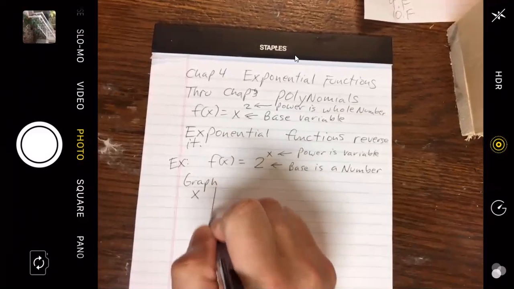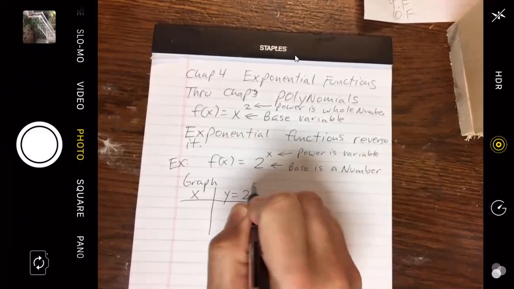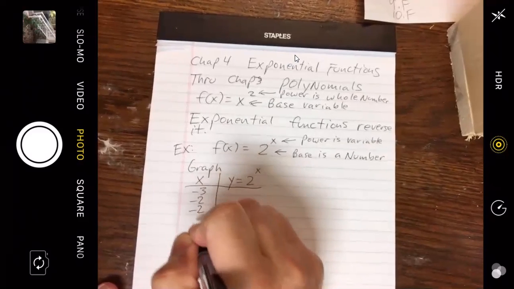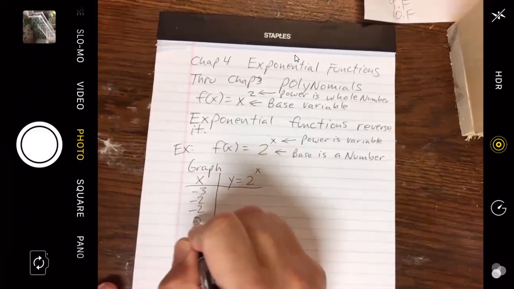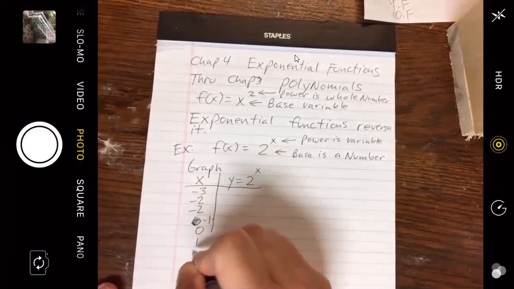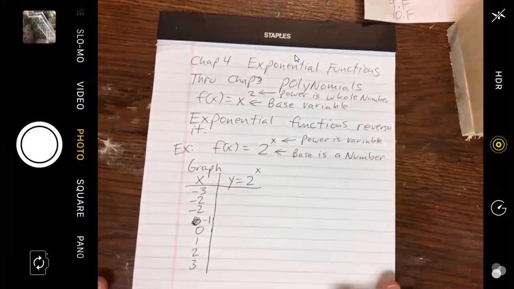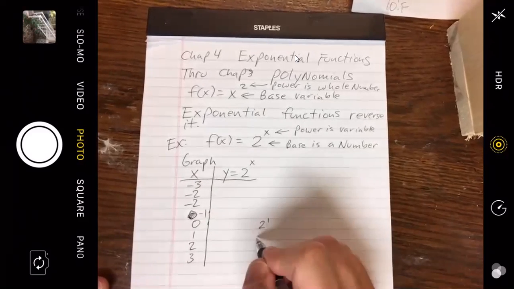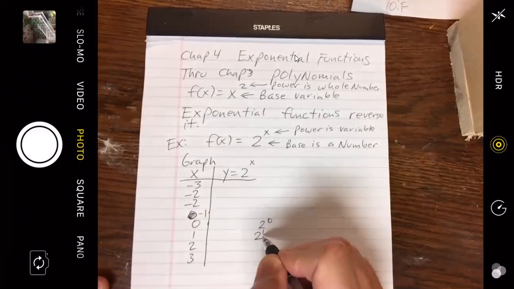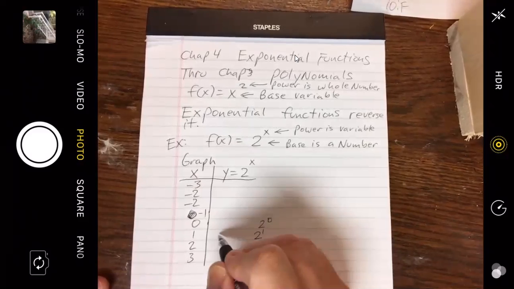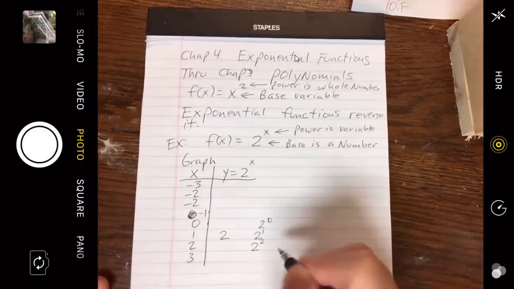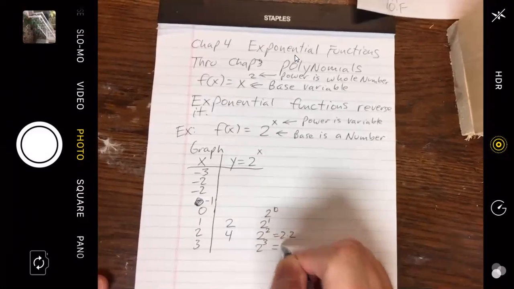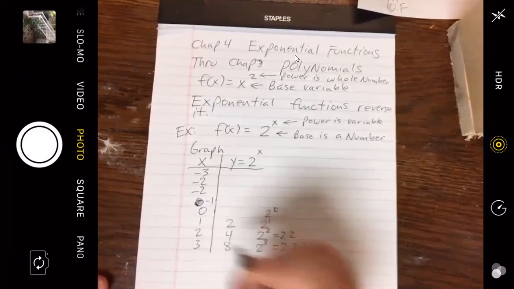Okay, so I'll show you an example graph of this. X, and then y is 2 raised to the x power. And we'll kind of fill it in backward: -1, 0, 1, 2, 3. The positive numbers are pretty straightforward. Start with 2 to the 1, and everybody should know that's 2. 2 to the second power, 2 times 2, gets 4. 2 to the third power, 2 times 2 times 2, 8.